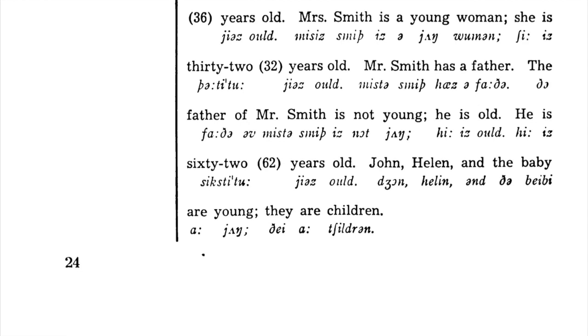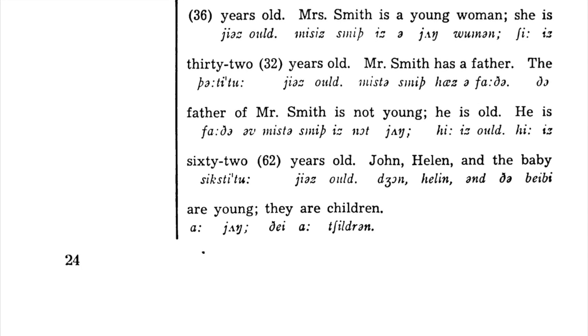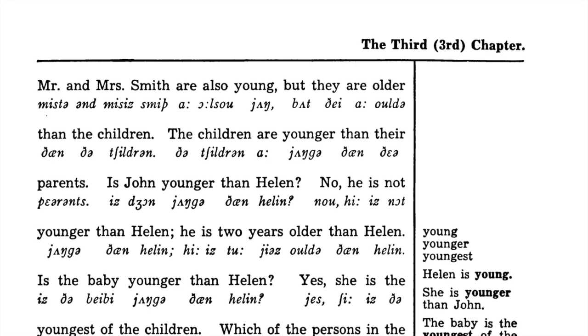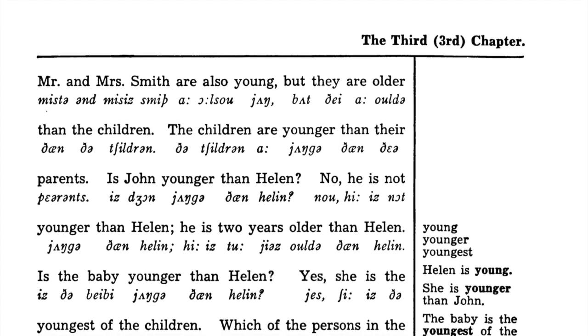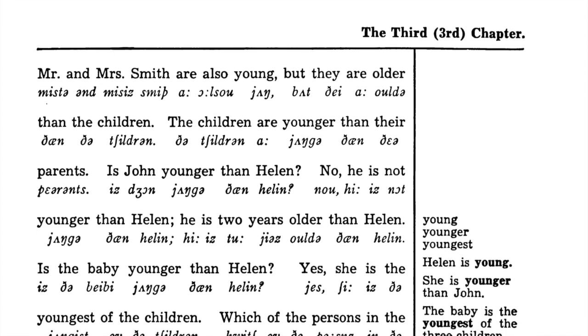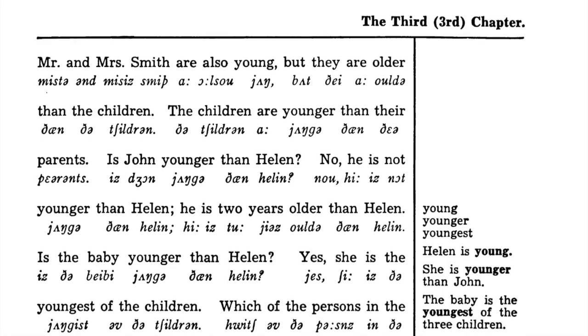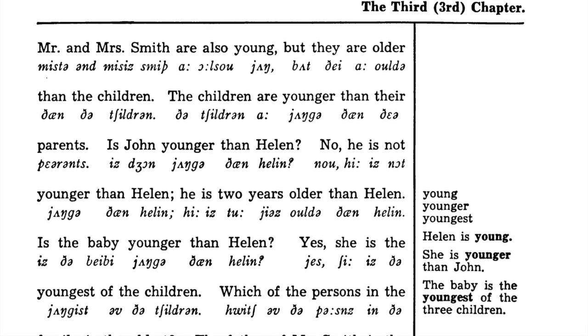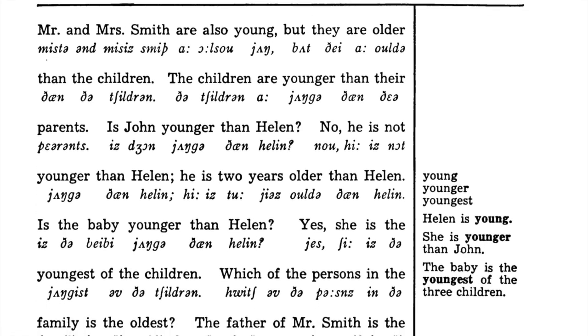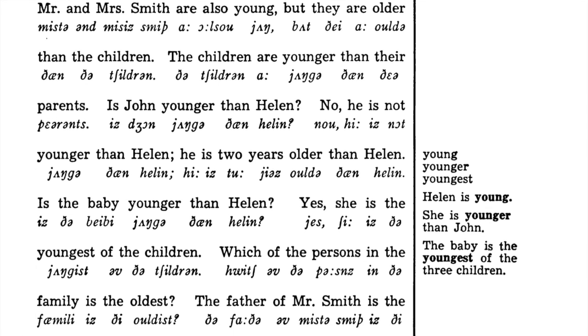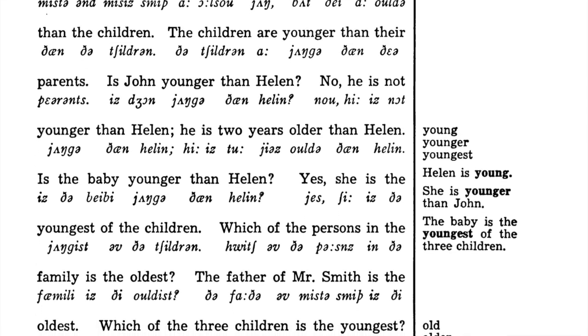John, Helen, and the baby are young. They are children. Mr. and Mrs. Smith are also young, but they are older than the children. The children are younger than their parents. Is John younger than Helen? No, he is not younger than Helen. He is 2 years older than Helen.